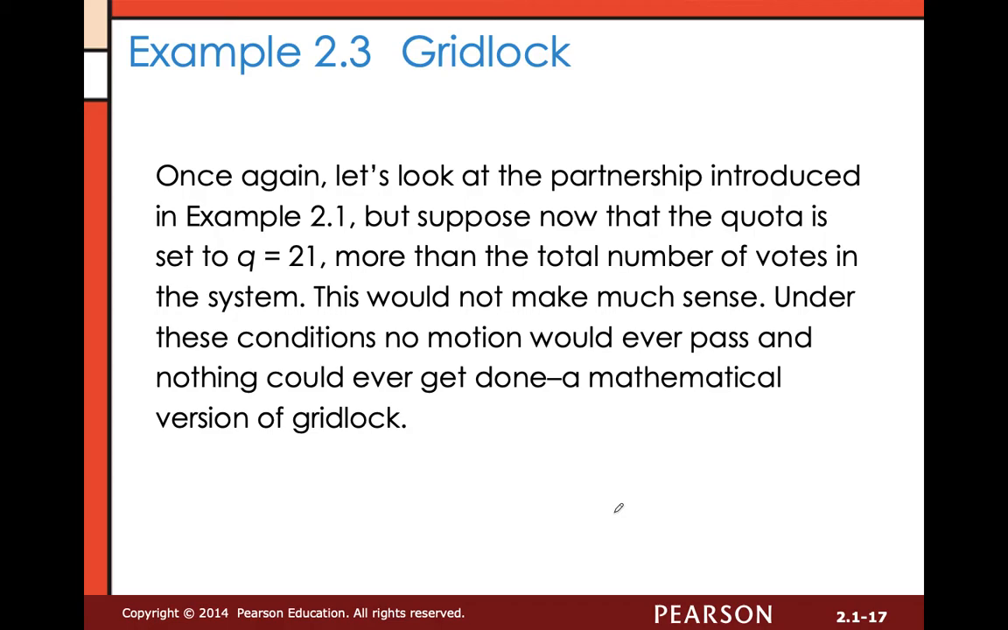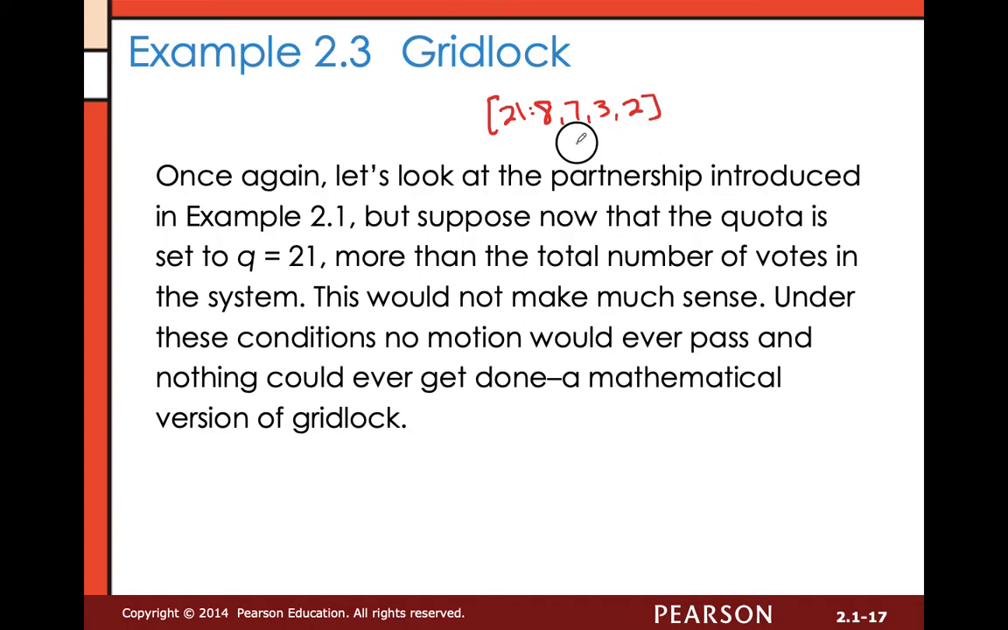Let's now talk about gridlock. So let's again think about the partnership that we first introduced, but now let's say the quota has increased to 21. So if you were to write that out, you'd have 21, and then we had 8, 7, 3, and 2. So we now need 21 votes in order to pass whatever venture capital we decide to do.